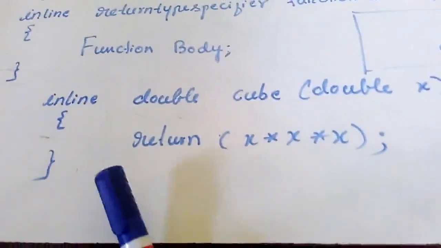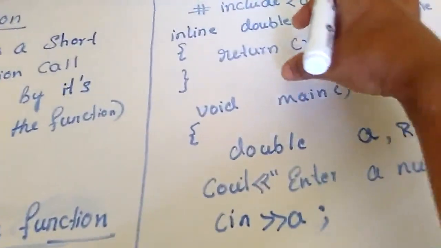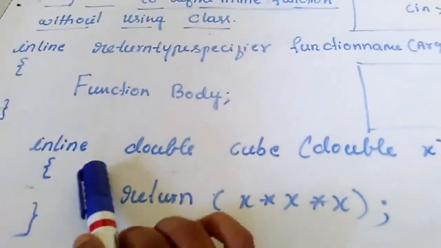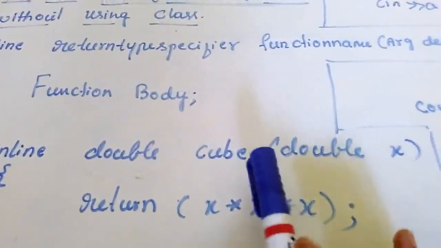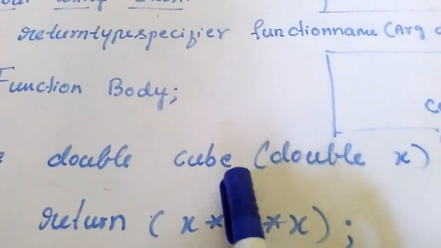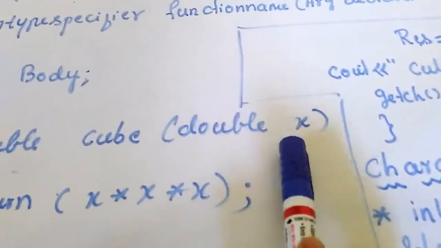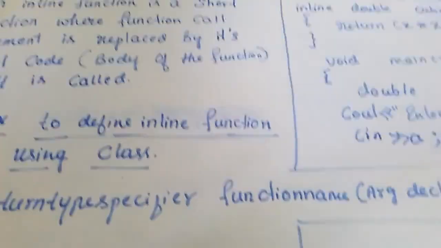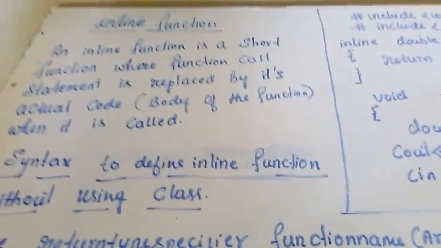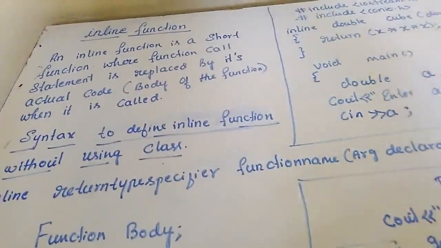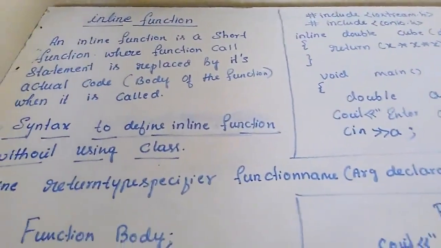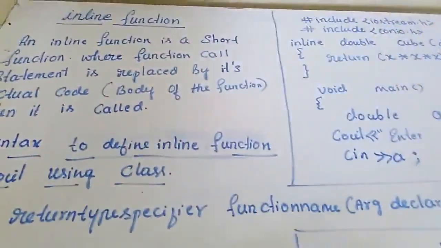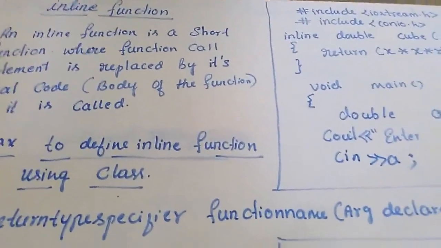I have given the example here. Inline is a keyword, double, cube as the function name, the argument declaration, then the body of the function. For a 5-mark question, if they ask what is an inline function, write its syntax and explain its characteristics, then you need to write this much. I hope you understood this concept.